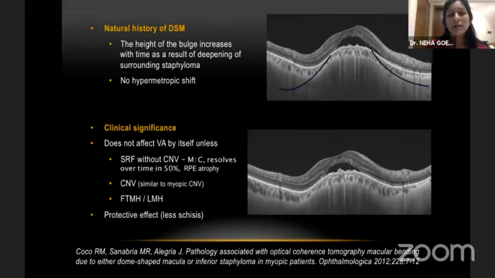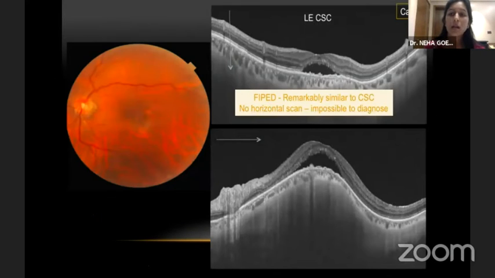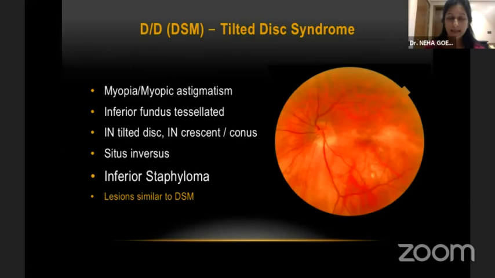Now, the natural history encompasses an increase in the height of the bulge with time as a result of the deepening of the surrounding staphyloma. This is not accompanied by a hypermetropic shift. Now, SRF without CNV is the most common and resolves over time in over half the patients, though it can leave RPE atrophy. The management is same as CSC, but the prognosis is much more varied. So again, to repeat, what looks like a CSC with flat irregular PEDs on a vertical scan turns out to be a dome-shaped macula on the horizontal scan.